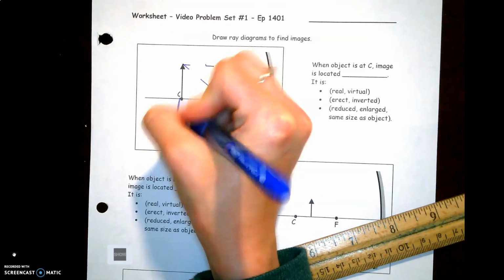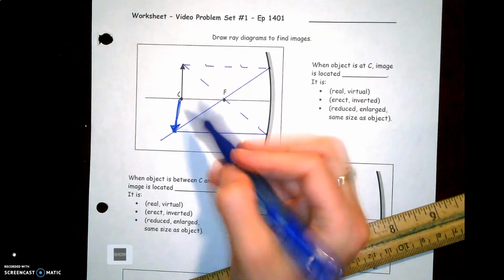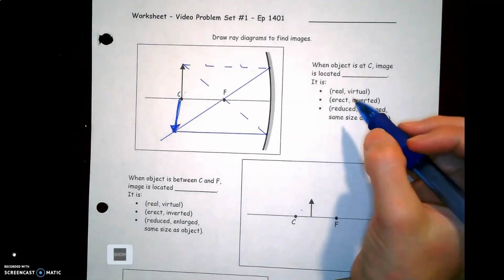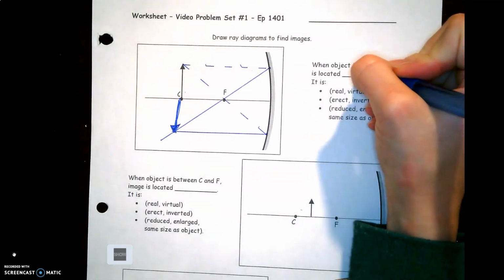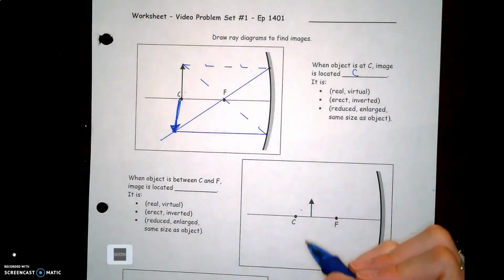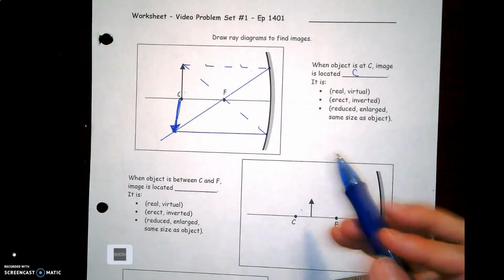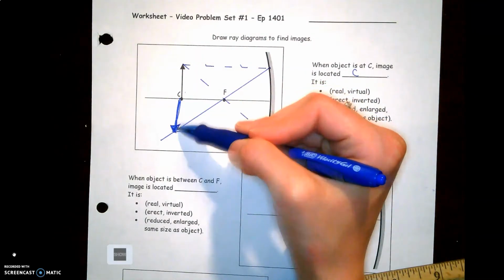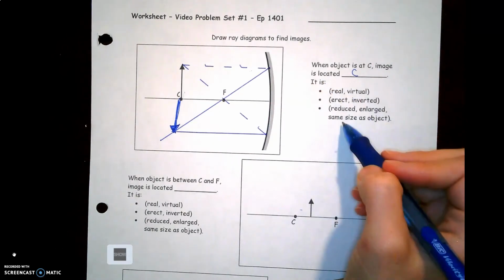And my lines are not perfect, but it should have landed right under C. So when an object is located at C, the image will also be located at C. This is always going to be true. So if we see an object here, the image is always going to be located here. Now we can answer our questions.